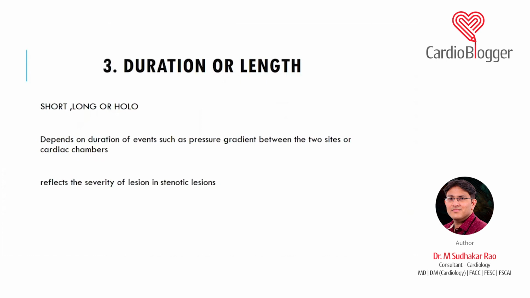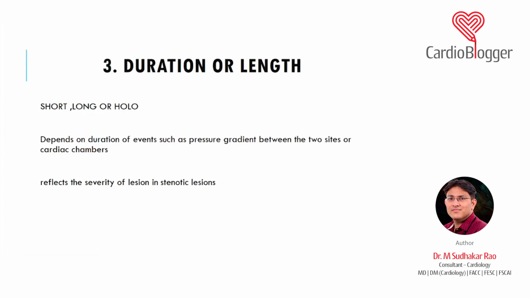So the length of the murmur can be a short murmur, or it can be a long or a hollow systolic or a hollow diastolic murmur. As I told you, it reflects the severity in stenotic lesion. Out of all the lesions, the two important lesions where the length of the murmur determines the severity are aortic regurgitation and mitral stenosis. So only in these two cases you should tell that the longer the murmur, the more severe the disease. You should not tell that in aortic stenosis.